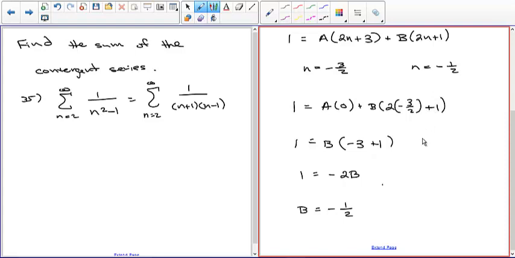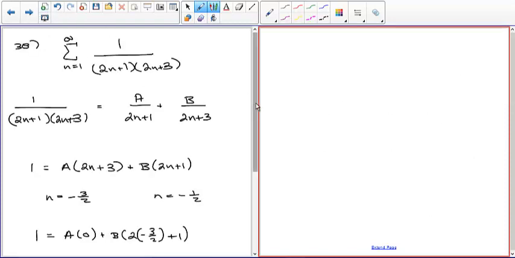You do the same thing up here, so you let the second term go to 0. You get 2 times negative 1/2 plus 3 plus B times 0. So 1 is equal to A times, this is going to be negative 1 plus 3, which is 2. So you get A is equal to positive 1/2. Okay, that makes sense.